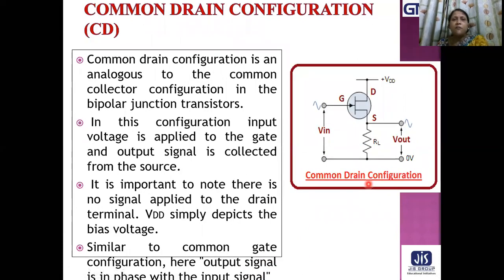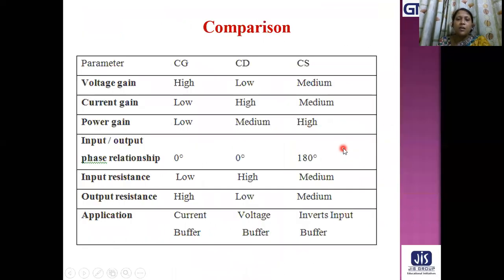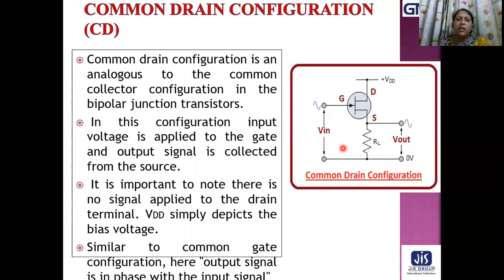So, our next matter of concern is the common drain configuration. Common drain configuration is analogous to the common collector configuration of the bipolar junction transistor. In this configuration, input voltage is applied to the gate terminal and the output signal is taken from the source. It is important to note that there is no signal applied to the drain terminal. VDD simply depicts the bias voltage. Similar to the common gate configuration, here the output signal is in phase with the input signal.